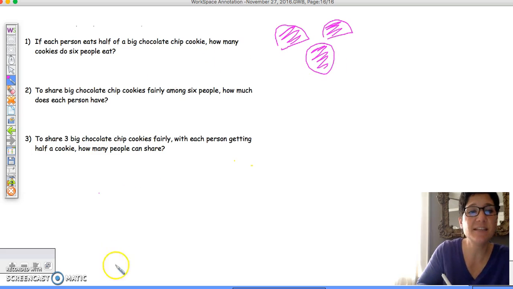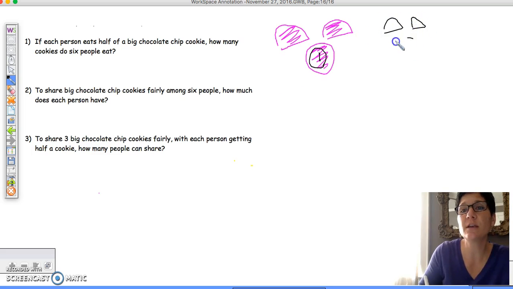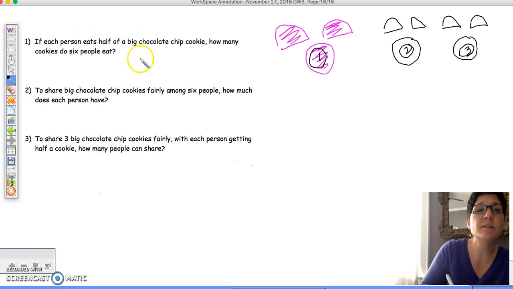So 2 people have eaten 2 halves, which equal 1 cookie. Looks like a face, doesn't it? So that's 1. And then we have 6 people, so there's 4 other ones. So there's half a cookie here, half a cookie. That's 2. And then another half a cookie, another half a cookie. So that's 3. So I'm assuming that there are 3 big delicious cookies to go amongst everybody, right?